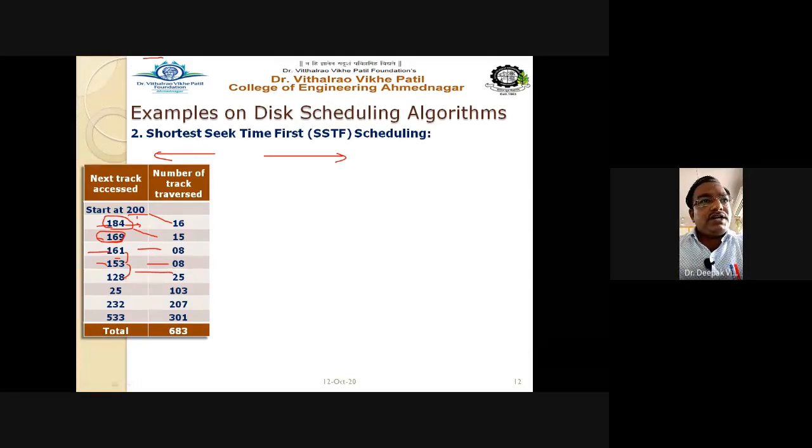Now from 128 it will go to 25 because the distance is 103. So you have to calculate this distance first. Here you will find all these ready-made values, but while you are solving this example, these values are not available to you. You have to find out yourself which location is nearer to that particular current head position, right? Then from 25 it will move to 232. The distance is 207, and from 232 it will move to 301. So the total distance traveled is 683, right?